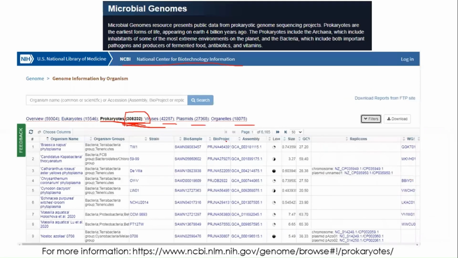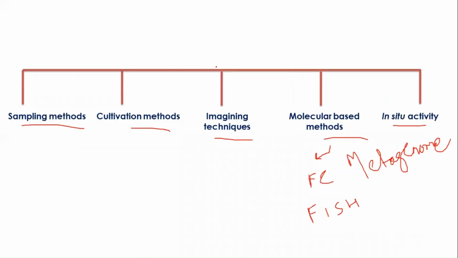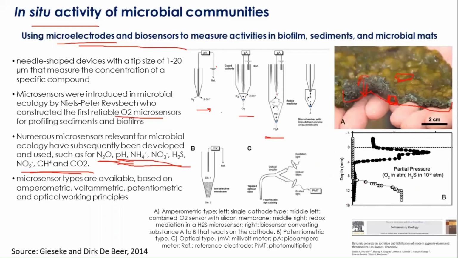As a result, you can see that in the last 25 to 30 years, from one genome in the prokaryotes, we have more than 310,000 genomes at present in the public database from NCBI, which is maintained by NIH in America. Okay, we have seen that after molecular methods, we also have in situ activity methods.